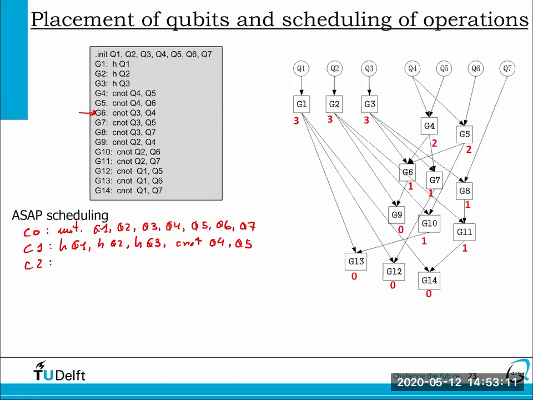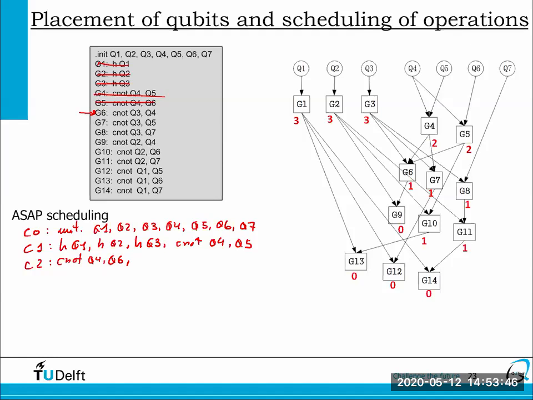Then I go to the next cycles, C1, C2. I'm just going to cross out the ones that we already scheduled. And then I'm going to put here CNOT Q4, Q6. Can I schedule any other operation in that cycle? I think we can also schedule G8. G8 is 3, 7.